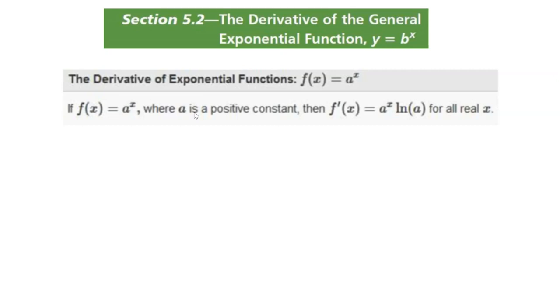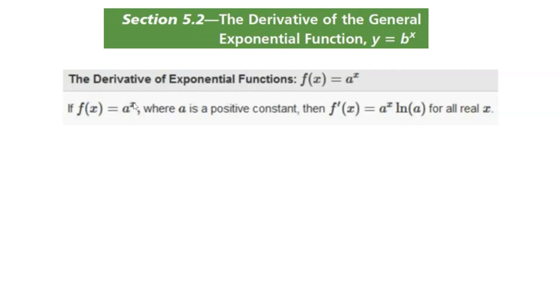All right, let's get to it. f of x is equal to a to the x, where a is a positive constant, so no negative constants, no zeros. Then the derivative of the f of x function is the function itself, so that didn't change, okay? But then you also have to multiply that by the natural log, base e log that is, same key on your calculator, the natural log of the base, a, for all real values of x. Let me say it again.